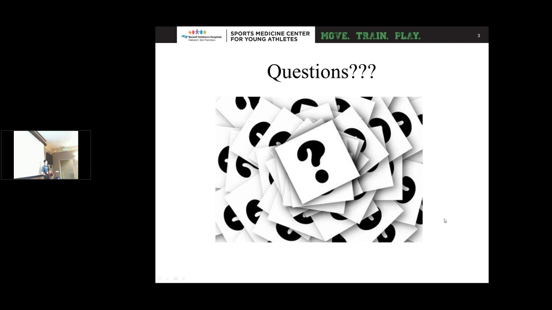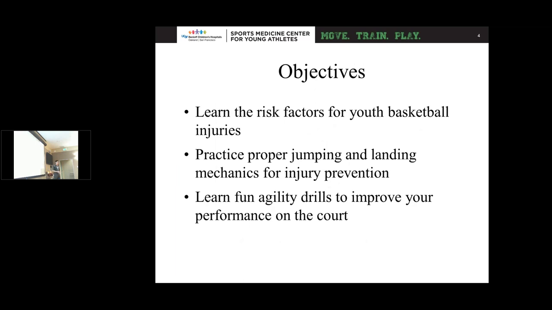Right. So let's say we can go through this PowerPoint, and then we'll do some demo work and have you guys come up and maybe do some exercises and just show you. And then you at home or online also, if you have some space, do some of this work as well. As you saw on the flyer, the objectives for the day were: learn the risk factors for youth basketball injuries, think about practicing some jumping and landing mechanics, and then look at some fun agility drills to improve your performance on the court. And of course, anything that you guys have discussed, we can also address as well.